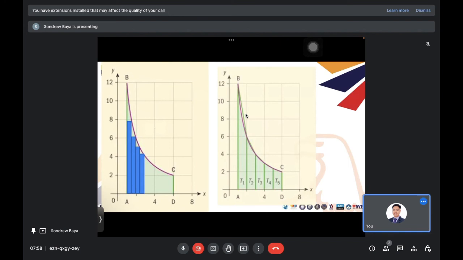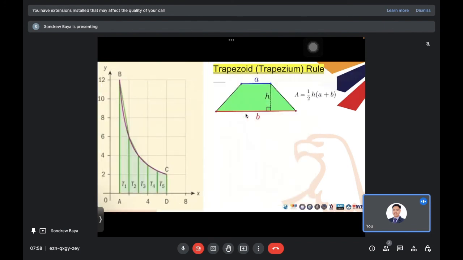Let's proceed. So we call this the trapezoid or the trapezium rule. Remember, to find the area of a trapezoid, it's just equal to half of the height. And here the height is the distance between the two parallel sides. In this case, the parallel sides of the trapezoid are a and b. So again, half of the height times the sum of the lengths of the two parallel sides. Okay, so this is the area of the trapezoid.